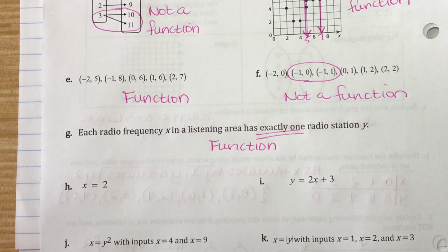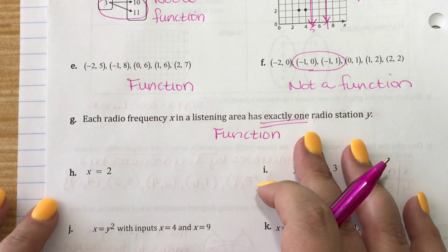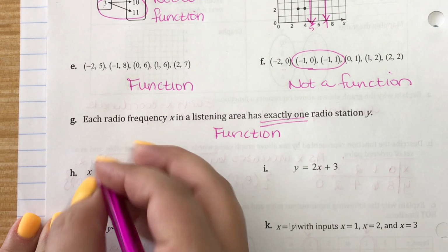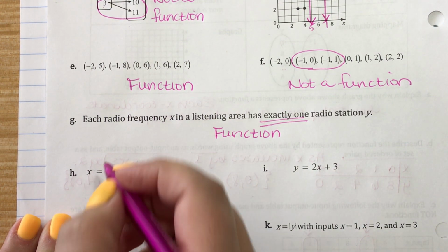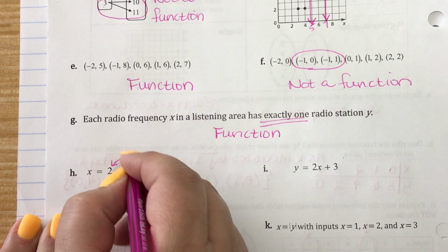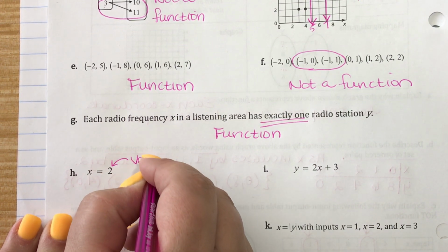How about H? X equals 2. Well, I'm going to give you a hint. It's been a while since you guys have messed around with this, but I'm going to remind you that when you see something like X equals 2, when we're dealing with equations and graphs, this is actually the equation of a vertical line.